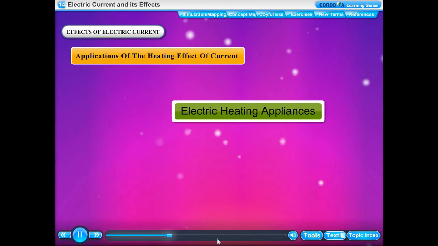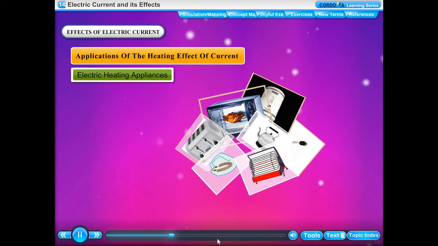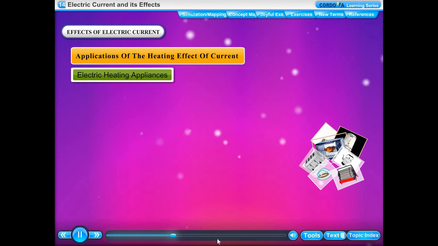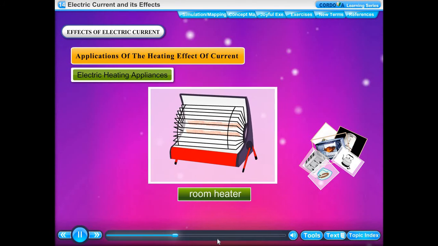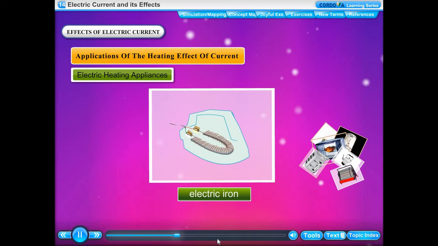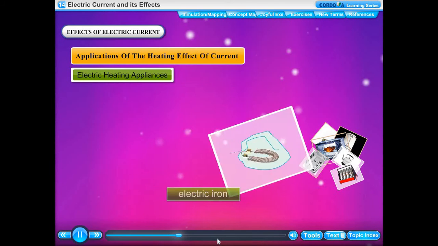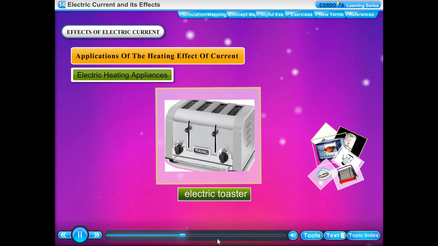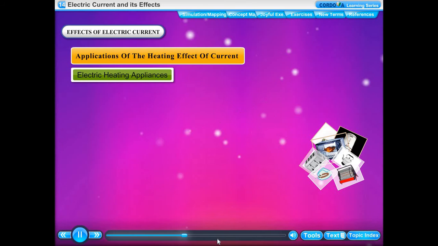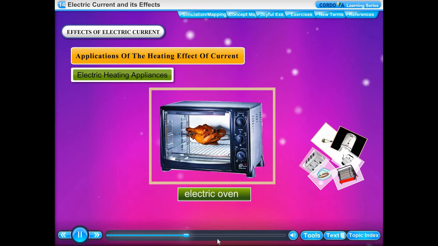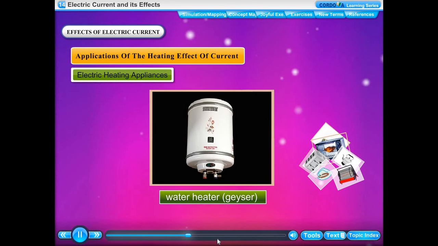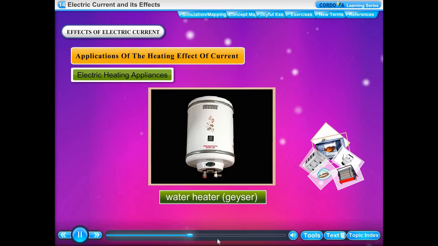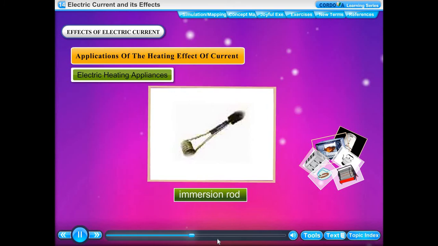Electric heating appliances. The electric heating appliances such as electric room heater, electric iron, electric kettle, electric toaster, electric oven, water heater geyser, immersion rod, etc. work on the heating effect of current.